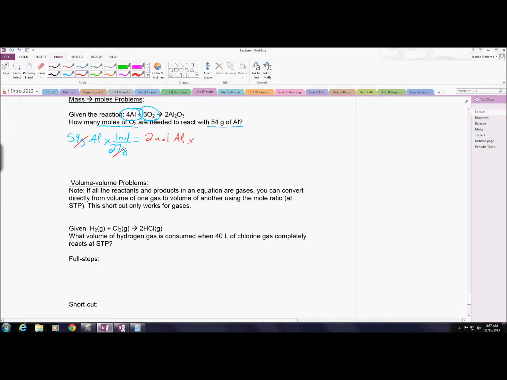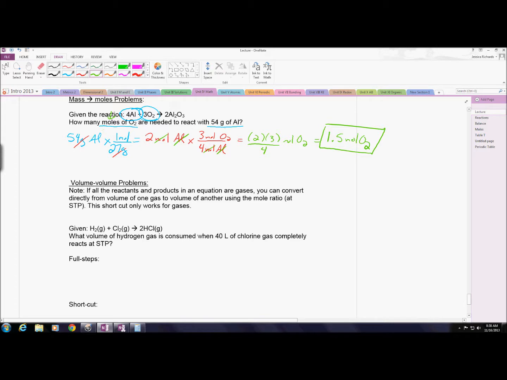Now I can use my equation. My equation says for every 4 moles of aluminum, there are 3 moles of oxygen. Moles of aluminum are going to cancel, and I have 2 times 3 over 4 moles of oxygen, or 6 divided by 4, 1.5 moles of oxygen. And moles are what they want, so we stop and we're done.